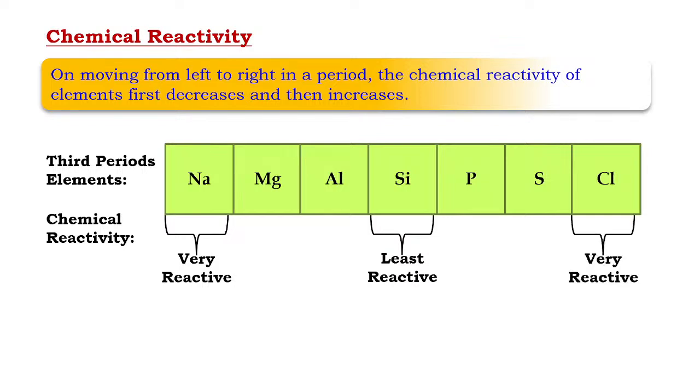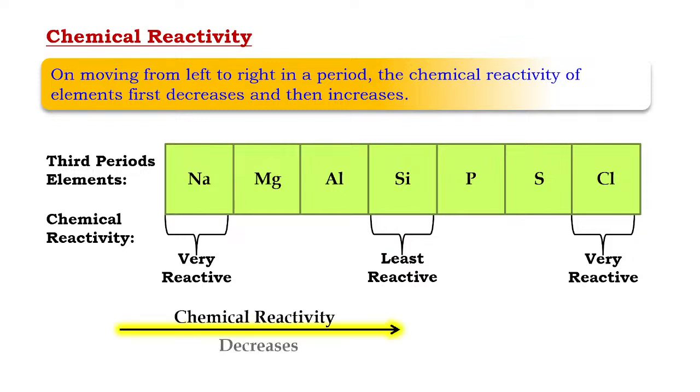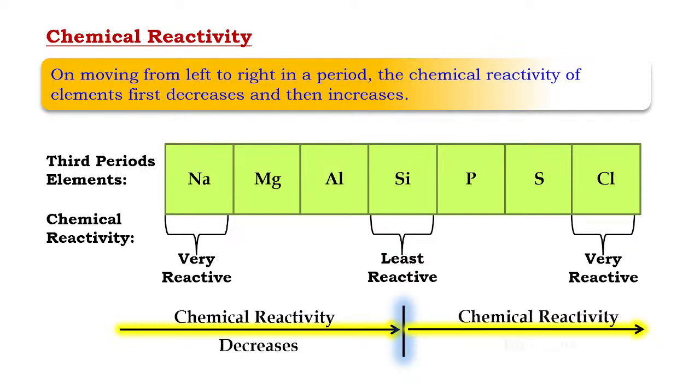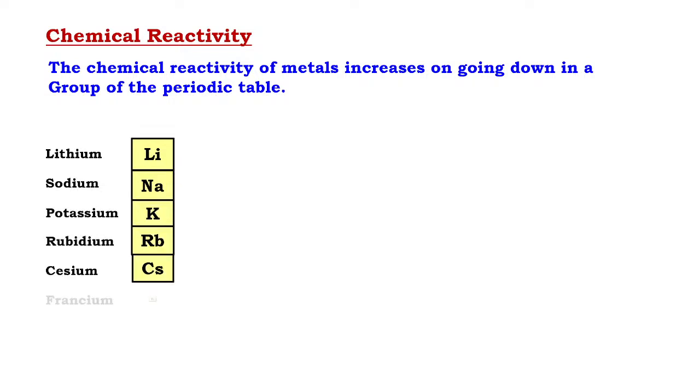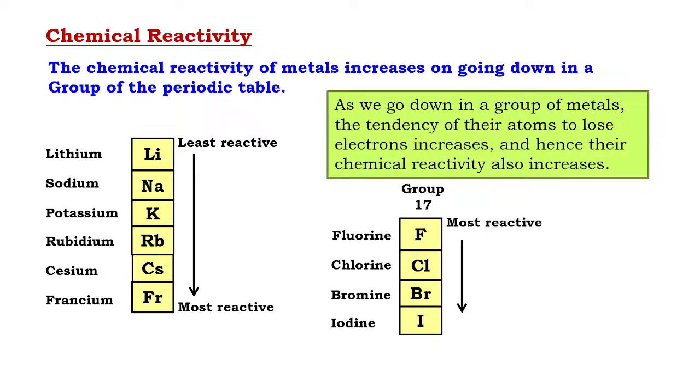Very reactive, in that case it depends on the other agents. Now look at this: chemical reactivity decreases and again it increases. So in the center of the group, when I am drawing these metals, that blue one, it changes from that side. For example, lithium, sodium, potassium, rubidium, these are all metals. The chemical reactivity decreases down the group. So whatever chart I showed you, the same chart they are explaining.